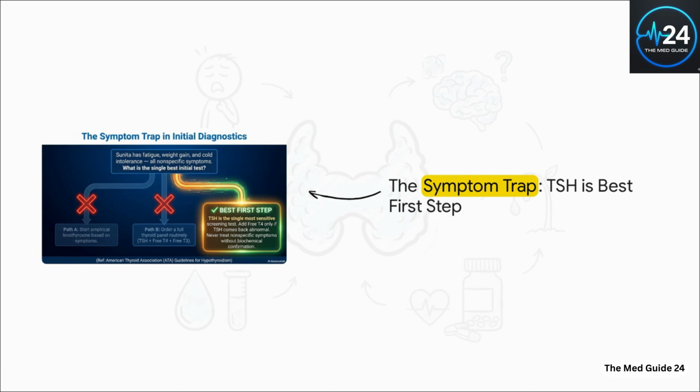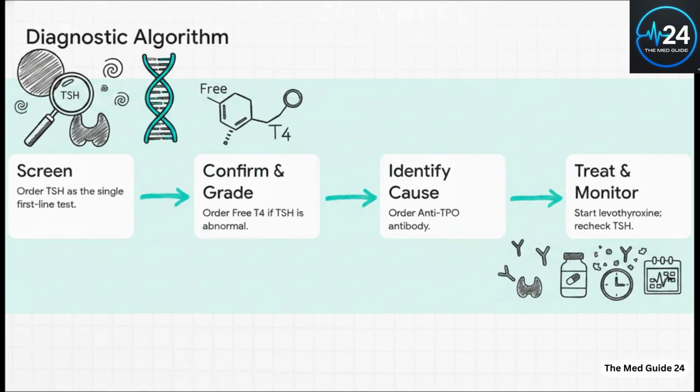Always start with TSH as your absolute best initial screening test, and definitely never treat nonspecific symptoms with empirical levothyroxine unless you have biochemical confirmation. You really want to stick strictly to this 4-step golden rule algorithm.